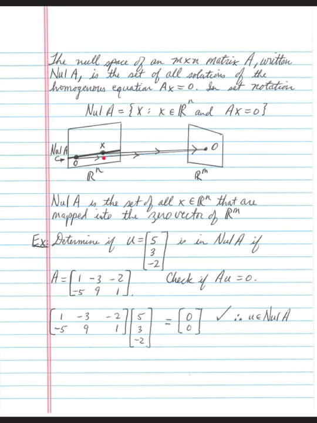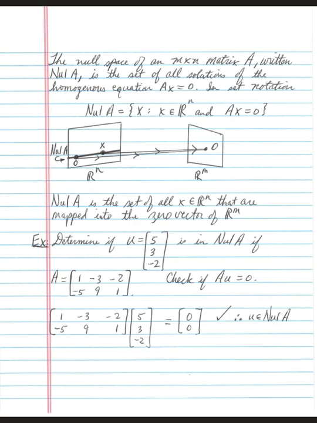Notice that m and n are reversed, so the size of your matrix, the domain will carry the number of columns, and the codomain will carry the number of rows. Null A is the set of all vectors in Rn that are mapped into the 0 vector of Rm.